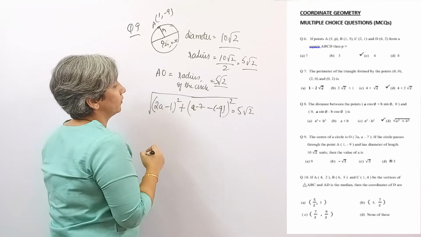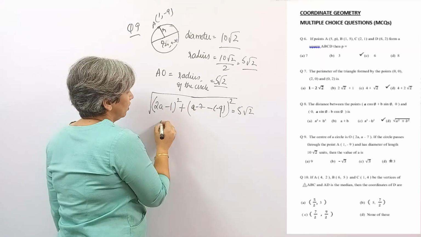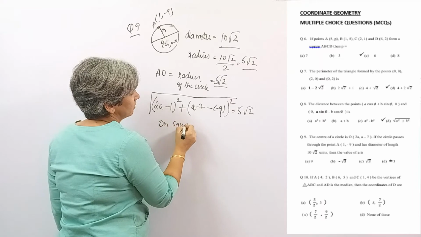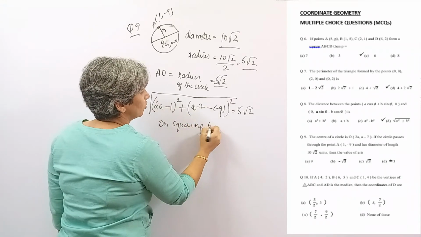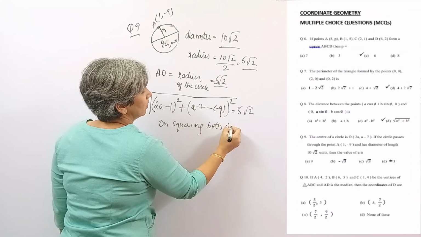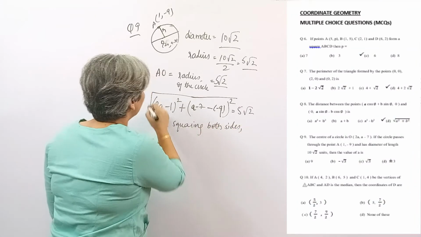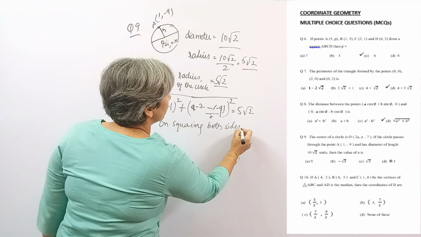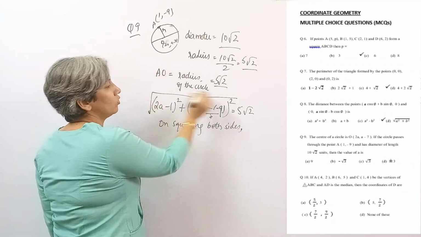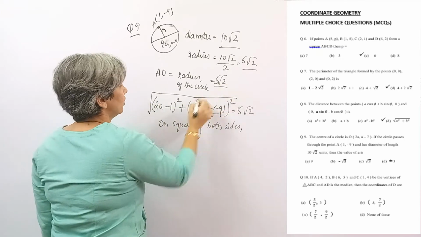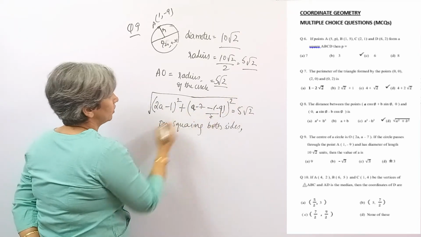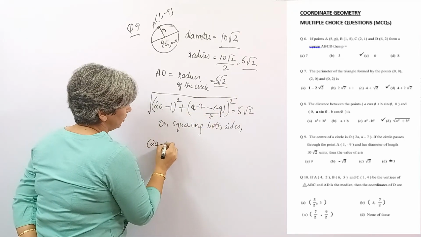So we'll square both sides, because the under root will go away and only then we will get a single value. On squaring both sides, this under root will get removed and this will come out, so it will be (2a minus 1) whole square plus a minus 7 plus 9.